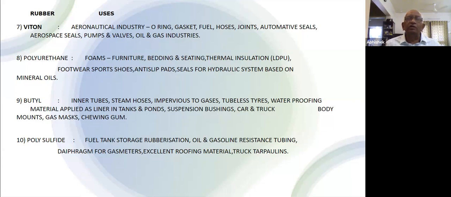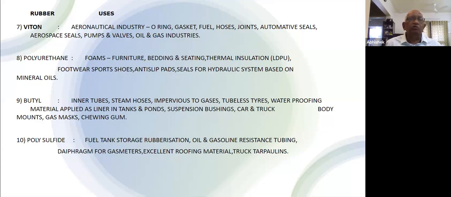I think some of you must have experienced this. Then there are anti-slip pads and seals for hydraulic systems based on mineral oil. Wherever mineral oil is used, polyurethane seals are used. Its temperature limit is up to 80 to 90 degrees centigrade. You can use it there. Then the butyl rubber.